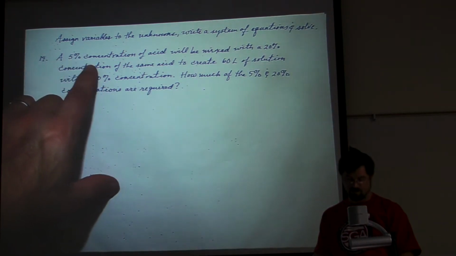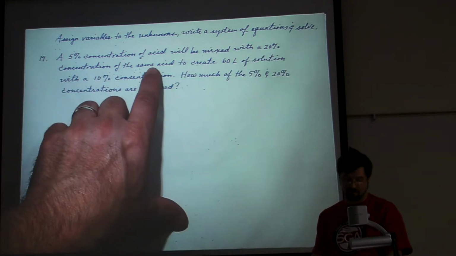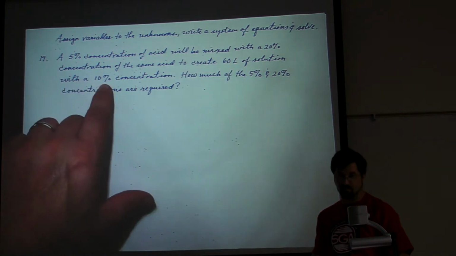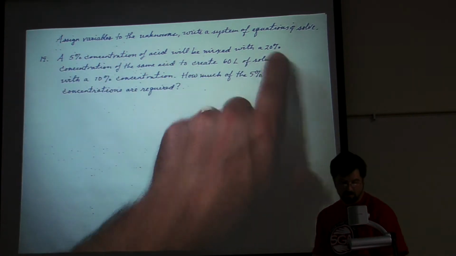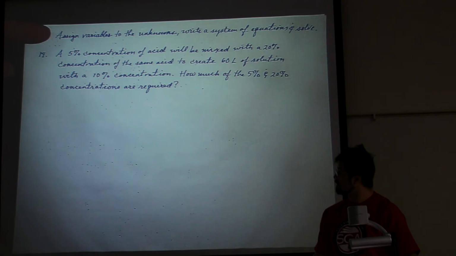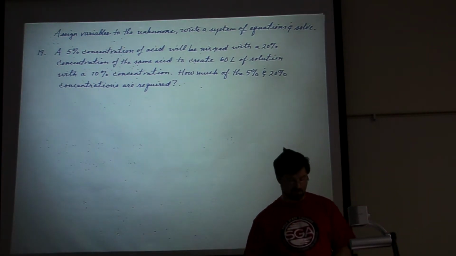A 5% concentration of acid will be mixed with a 20% concentration of the same acid to create 60 liters of solution that's going to have a 10% concentration. The question is, how much of each of these is required to make that happen? The instructions were assign variables to the unknowns, write a system of equations, and solve.